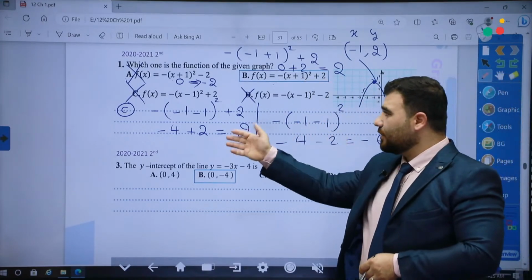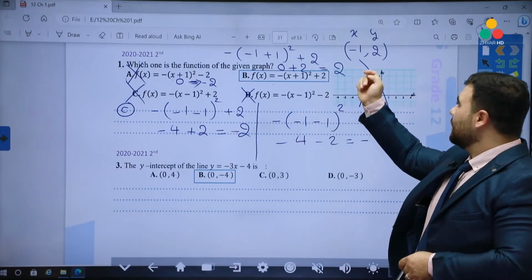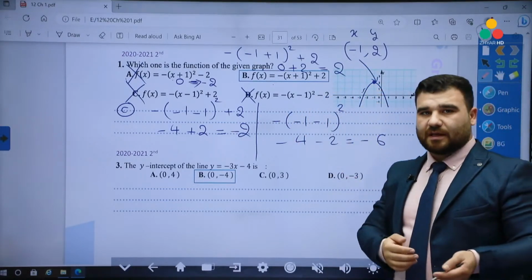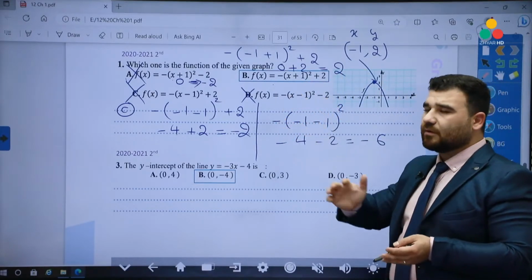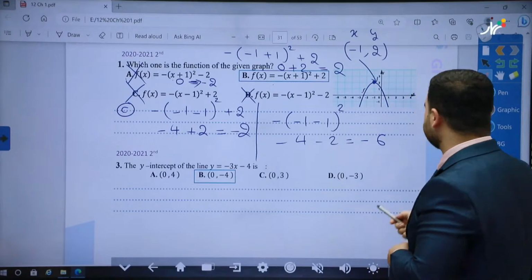If I have 2 equations satisfying this point, then I choose another point and plug the point into the 2 equations. One of them will be the correct answer.